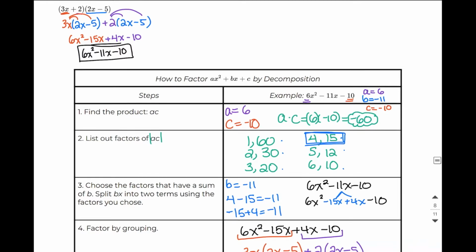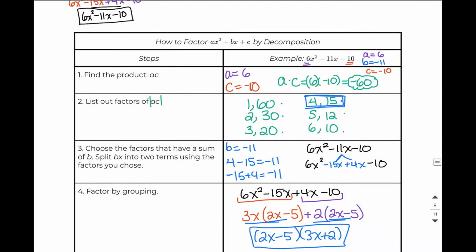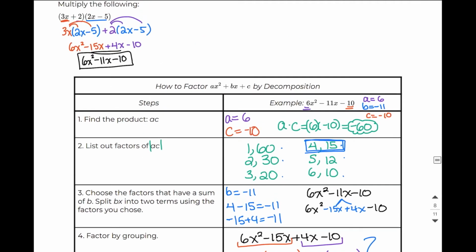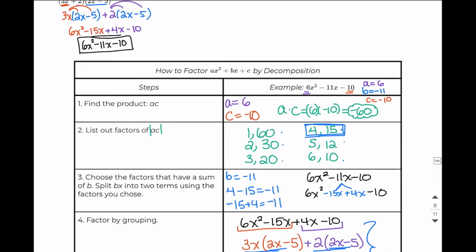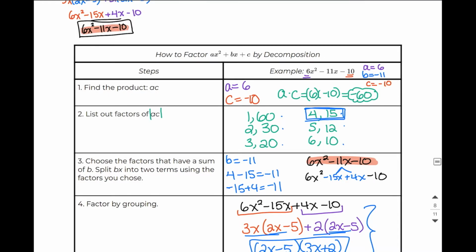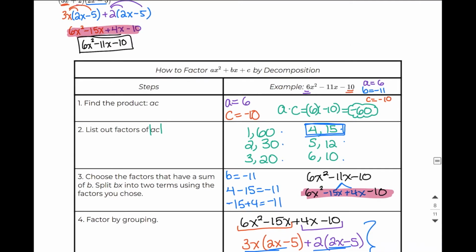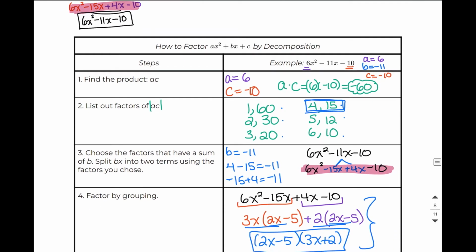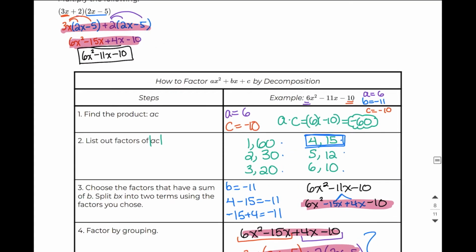Now, I just want to point something out to you right here. Everything that we did here is literally backwards from everything that we did here. So if you notice, we started here with the 6x squared minus 11x minus 10. That's the final answer down here. Then we broke up the 6x squared into negative 15x plus 4x. That's what we have up here, right? And by being able to break that up, we are able to factor this by grouping, and it brings us to this piece right here before we had distributed.